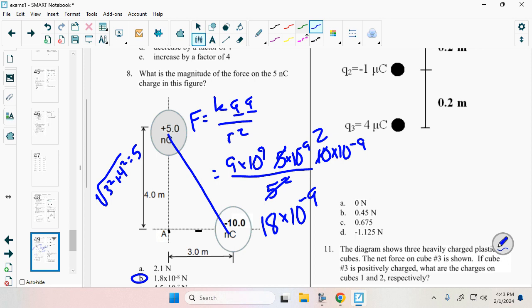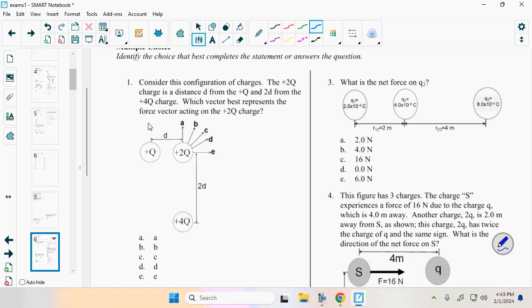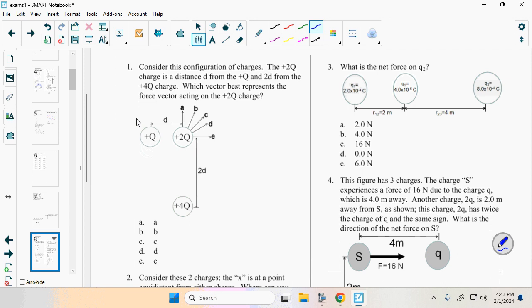All right, what else, y'all? Number 1, the multiple. You'll see them on the exam. You see some problems, they're on every exam, so you're probably going to see it.